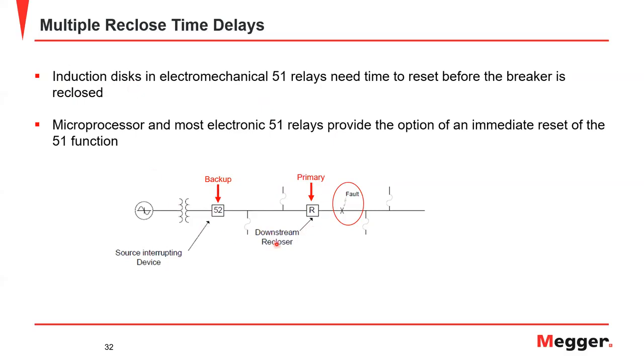So on the first reclose, you might be okay. On a second reclose, there's a good chance you're going to miscoordinate. And if this is where the induction disk relay is, the fault is here, this guy could possibly beat this recloser out, and now you're not really coordinating properly anymore. When you have microprocessor and most electronic relays, generally they're going to have an immediate reset option. Gives you a lot more flexibility in your reclose scheme.